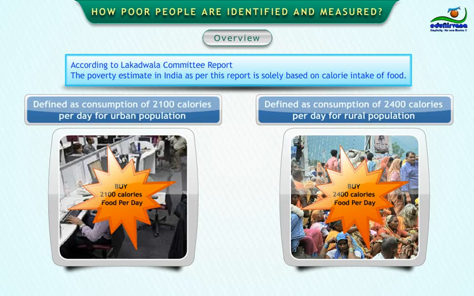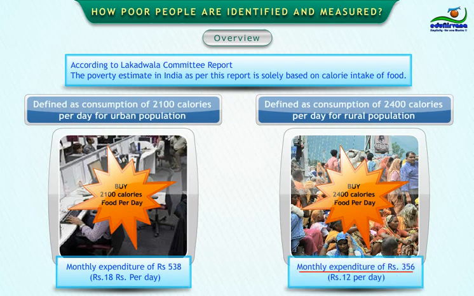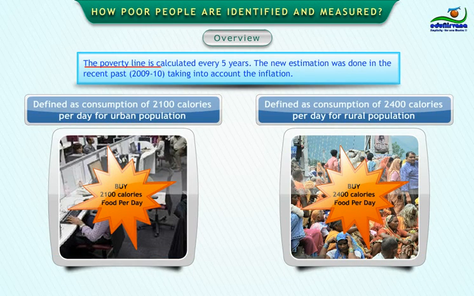The money required to buy food worth 2,100 calories a day for a month is 538 rupees, that is 18 rupees per day, in urban areas, and is close to 356 rupees, that is 12 rupees per day, in rural areas as per 2004-2005 estimates. The poverty line is calculated every 5 years. The new estimation was done in the recent past, that is 2009-2010, taking into account inflation.